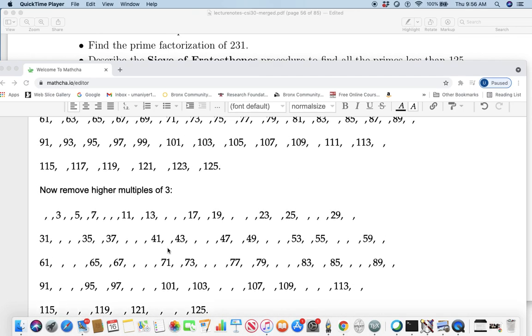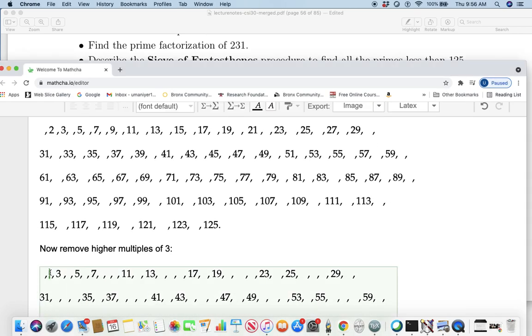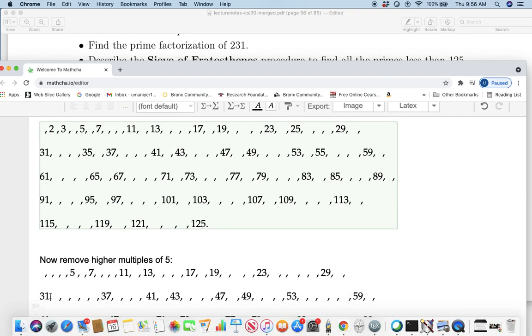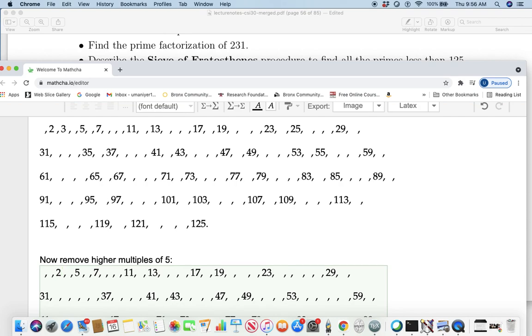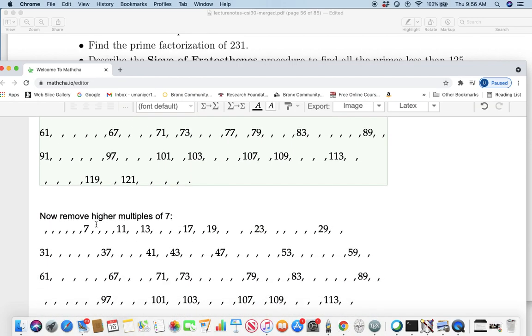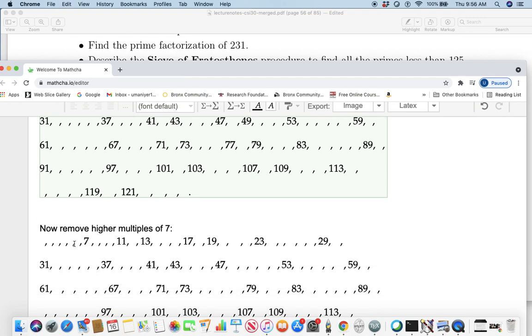Looks like by mistake I have removed 2 here and 3 here, right? So you need to keep 2 and 3. All right, 2, 3, 5, 7. Okay, good. Now remove higher multiples of 7. So keep 7 and keep the ones which you had already kept. Okay, don't remove the primes.